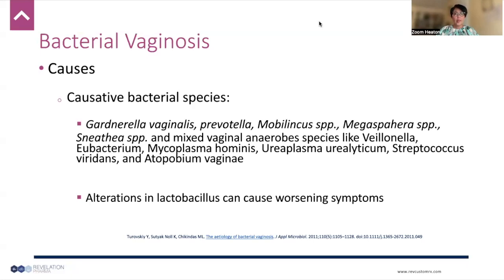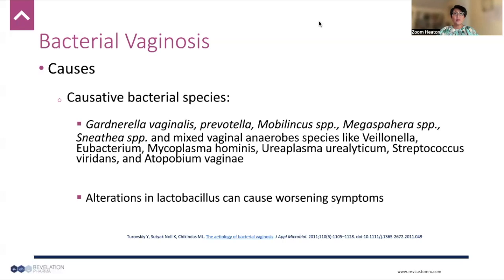Gardnerella vaginalis is the most commonly associated bacterial species in bacterial vaginosis, and there is some research suggesting that it is the primary bacteria that starts the disruption of other bacterial flora. There are other causative bacterial species listed here, but another bacterial species that's been associated with bacterial vaginosis is lactobacillus.